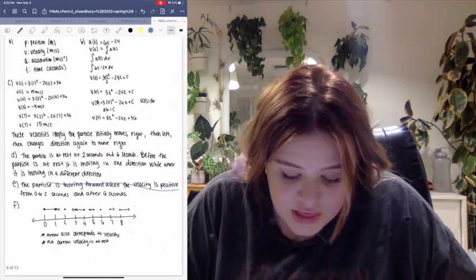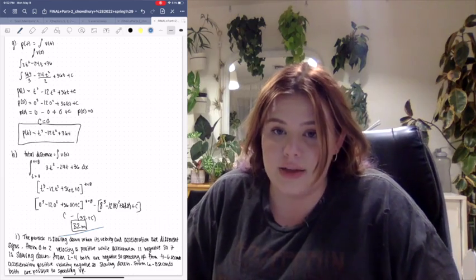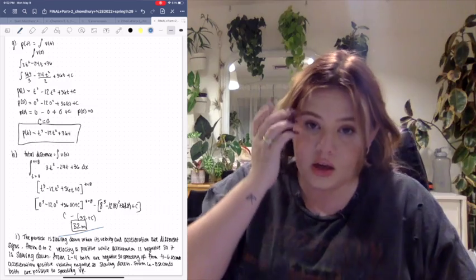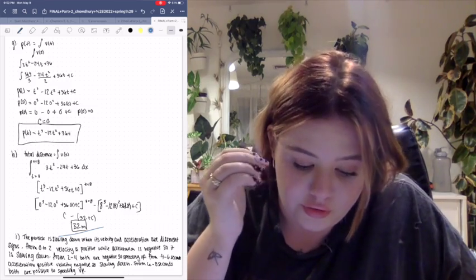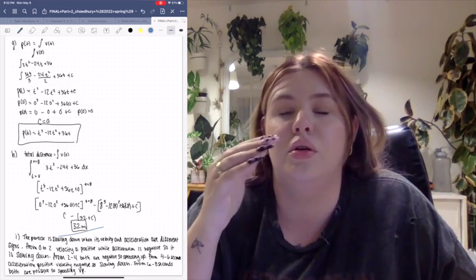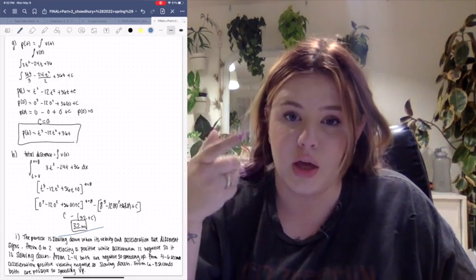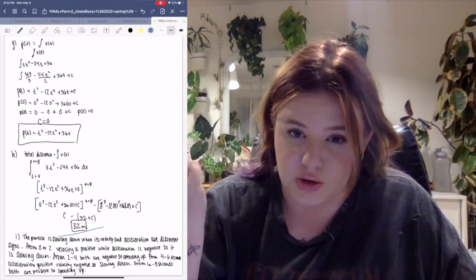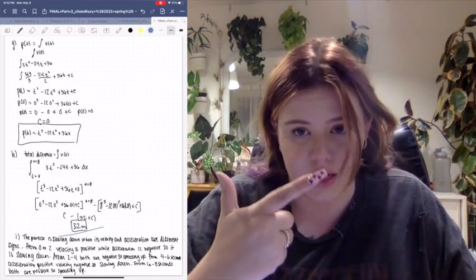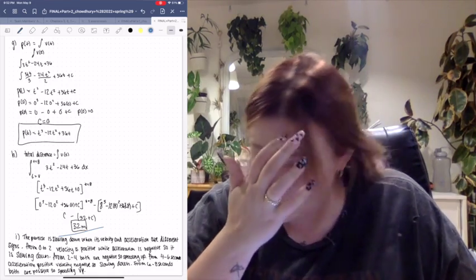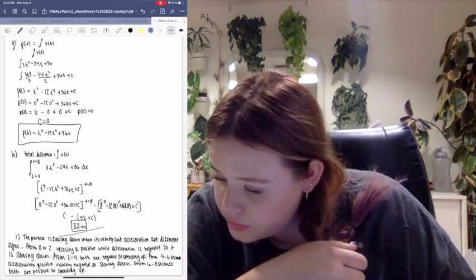For G, you asked us to find the position of the particle at time t. So position is going to be the integral of velocity. The integral is just the opposite, the antiderivative. And when you take a derivative of position, you get velocity. So you can reverse that process to get position from our velocity using our integration.